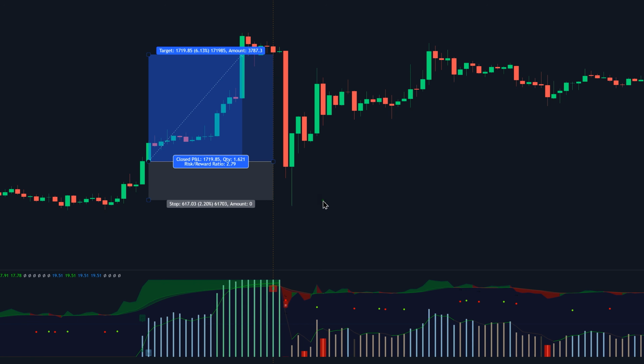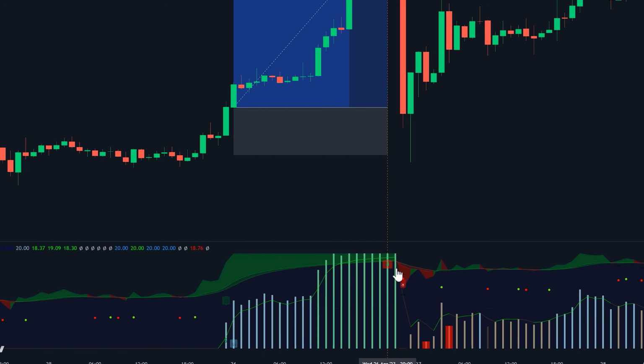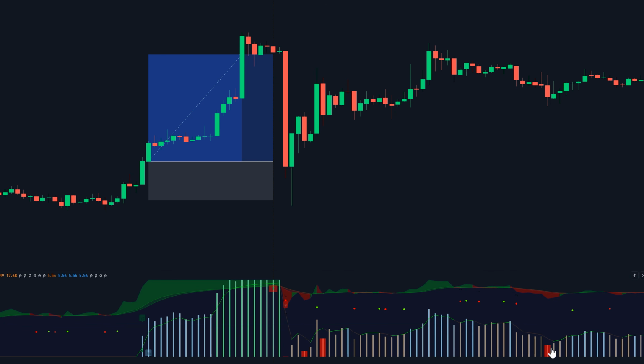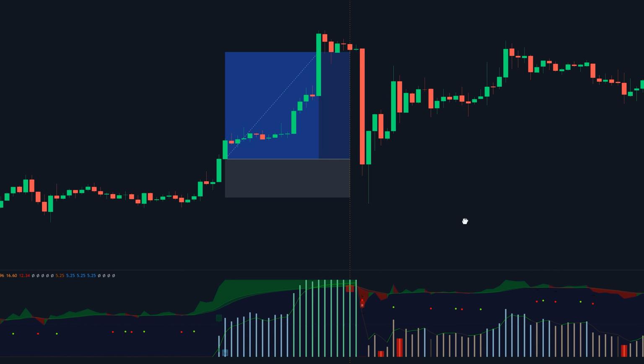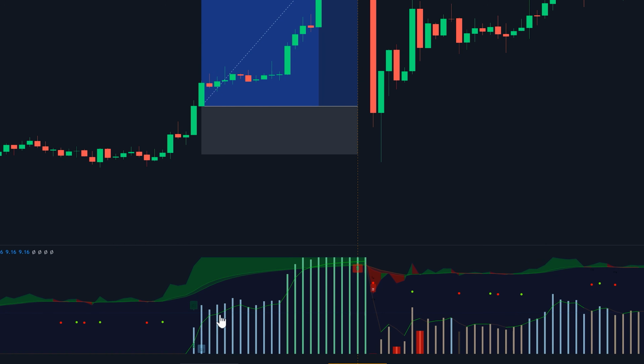Now, the next feature of this indicator is this moving average right here. This is going to serve as our minimum threshold for trading activity. Whenever the histogram bars are under this moving average, that would indicate that the trading activity in the market is not sufficient enough for us to take our positions. We would only take positions whenever the histogram bars are above this moving average.